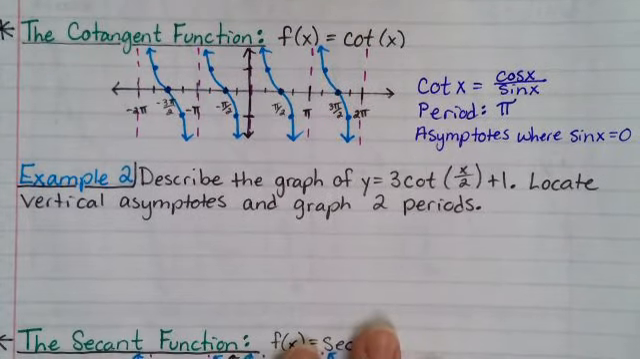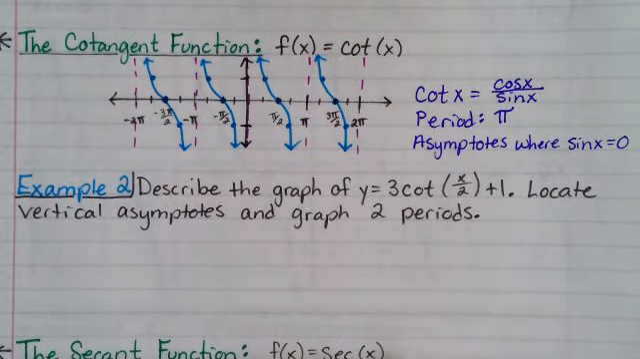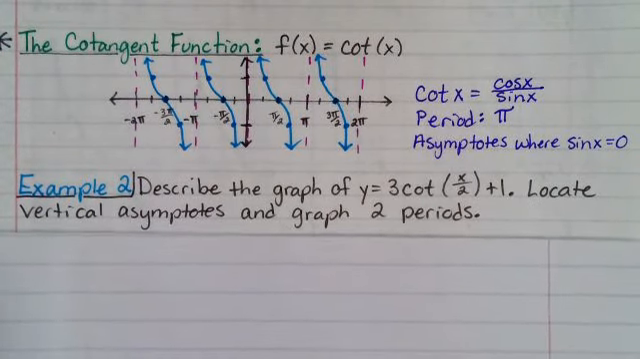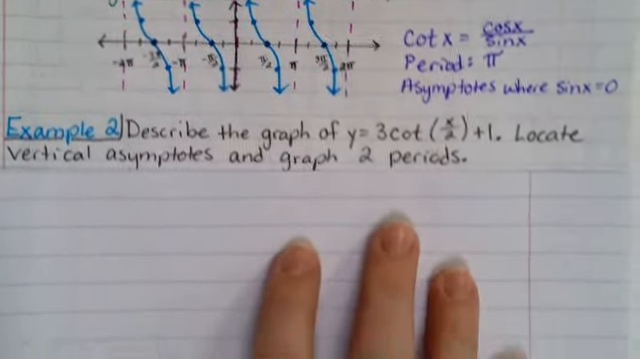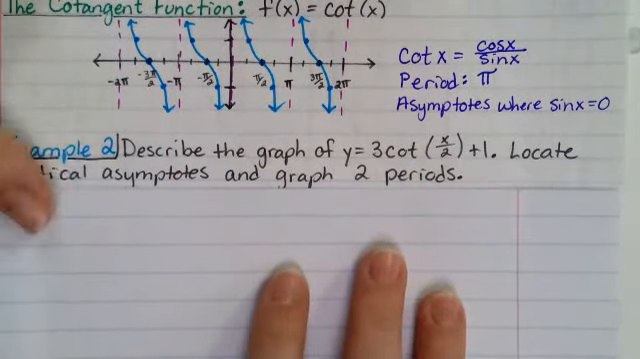All right, so this example right here with cotangent, they ask us to describe it, locate the asymptotes, and then graph 2 periods worth. So that's what we are going to do here.